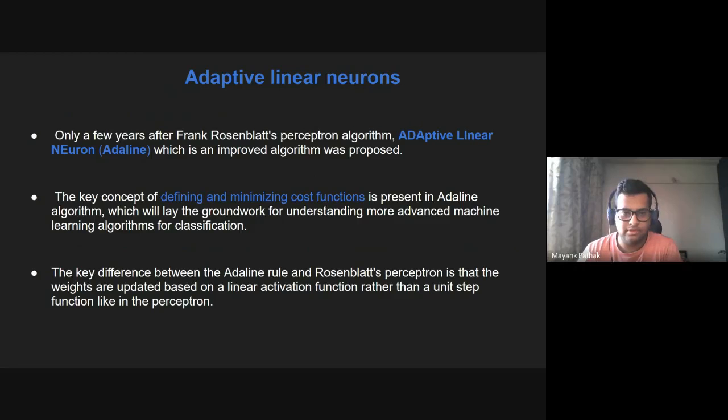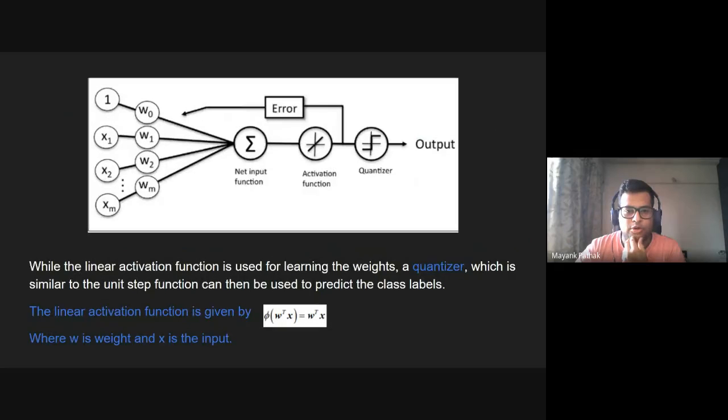So that's one of the differences, and the other difference is that the perceptron weights are updated on every iteration, and here the linear activation function is not a unit step. It's similar to a unit step, and we will look at that. So this is a representation of Adaline. As you can see, the activation function is there, and instead of the unit step function, there is a similar function called a quantizer. So what does it do?